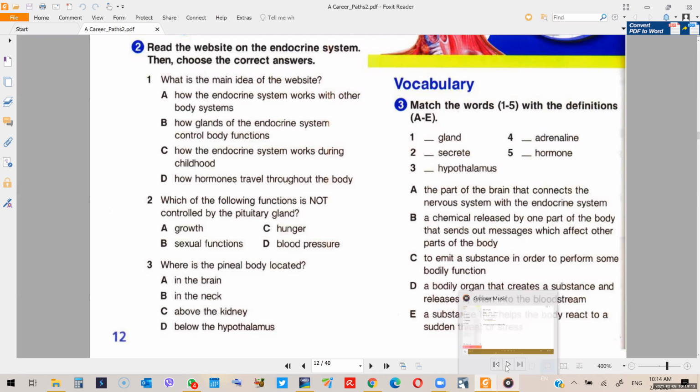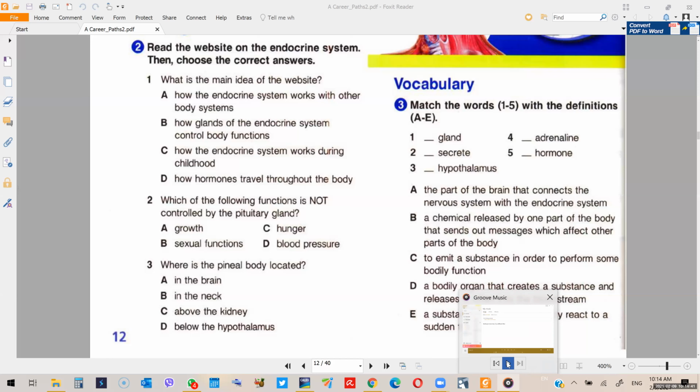Unit 5, Endocrine System, Exercise 5, page 13. About the endocrine system. The glands of the endocrine system work together to control many bodily functions. Everything from hunger to childhood growth is regulated by the hormones of this system. Each gland of the endocrine system secretes 1 or more hormones into the bloodstream.